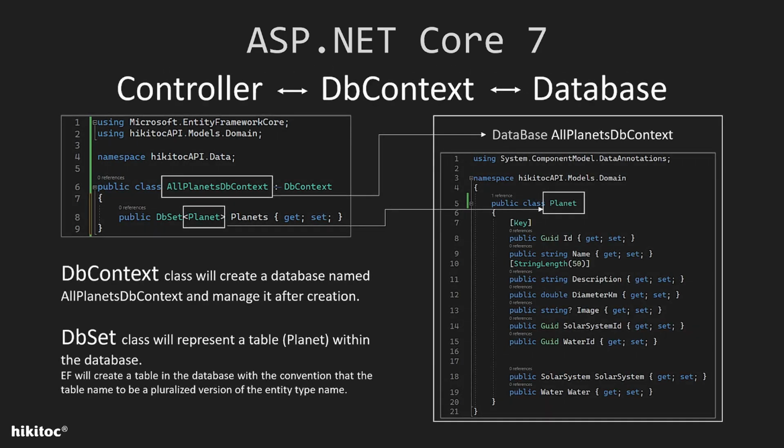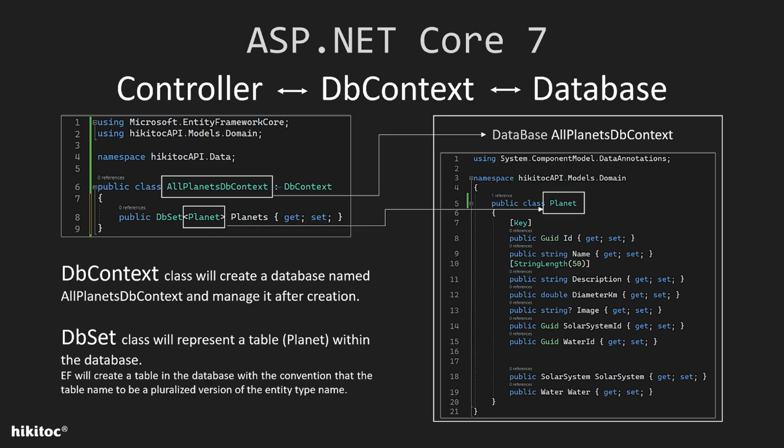Now let's visualize the process. At the top there is a string representing the relationship between the controller, DbContext class, and the database. Once the database is created using the DbContext class, the controller will send commands to the AllPlanets DbContext class instance to manage the database. In simpler terms, it will send CRUD commands to perform necessary database transformations. On the left, you can see a code snippet showing the AllPlanets DbContext class, which will be transformed into a database and further managed after its creation. Entity Framework will automatically create the database using the DbContext class.